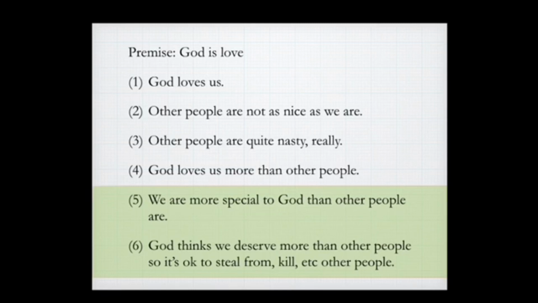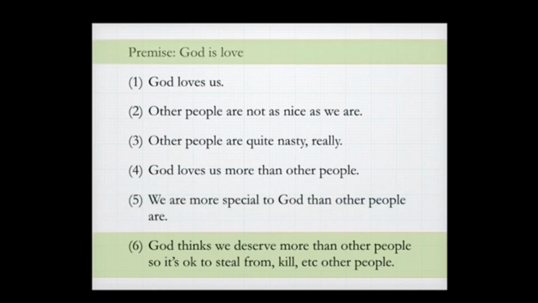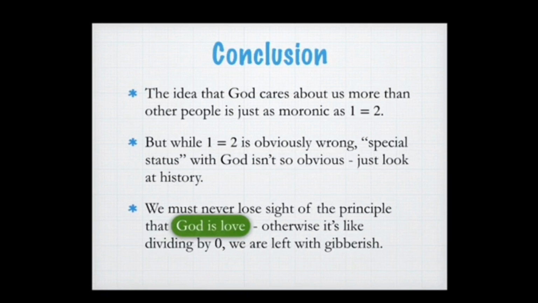To me, this is a direct parallel with the math example, because if you look at these 6 steps, you go kind of line by line, it actually does seem kind of like a natural progression. The flaw in the argument, though, is obvious when you remember the premise, that God is love. Because I think if God is love, then God would not want us to steal from or take advantage of other people. So my big conclusion is the idea that God cares about us more than other people is just as moronic as 1 equals 2.